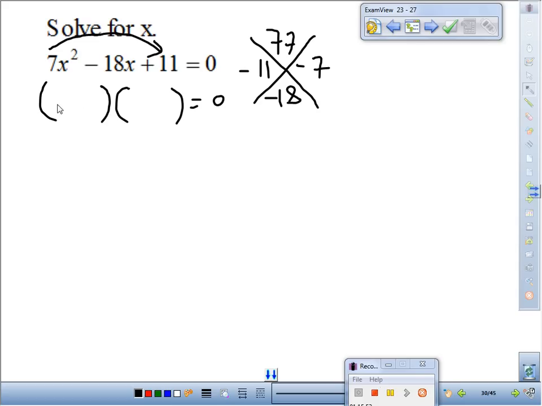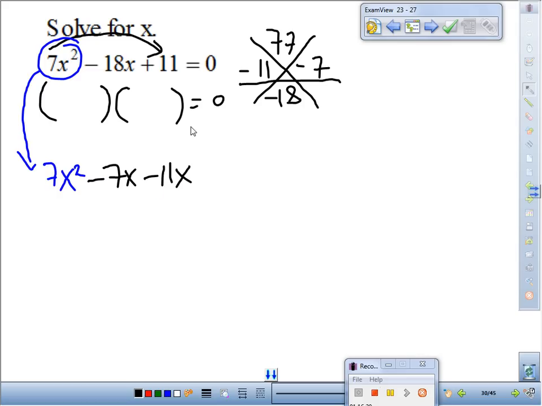But instead of filling them in here, remember these? These are the ones that require the extra step. You write the first 7x squared. From there, we write these two right here. And by the way, which is a multiple of 7? Is it 11 or 7? So I'm going to write negative 7x. Then from there, I'm going to write negative 11x. And then at the end, I write the last term, which is 11, and it's a positive.